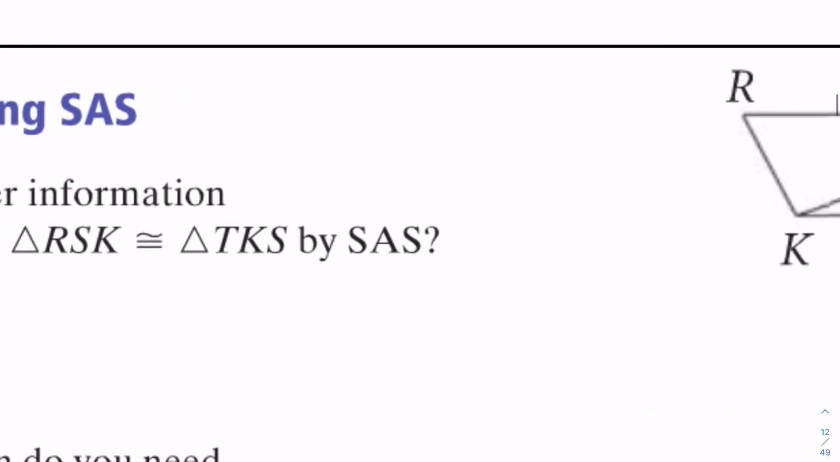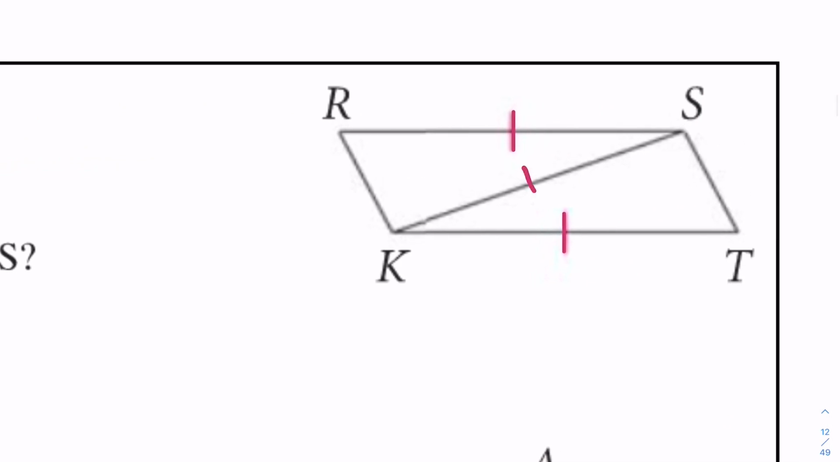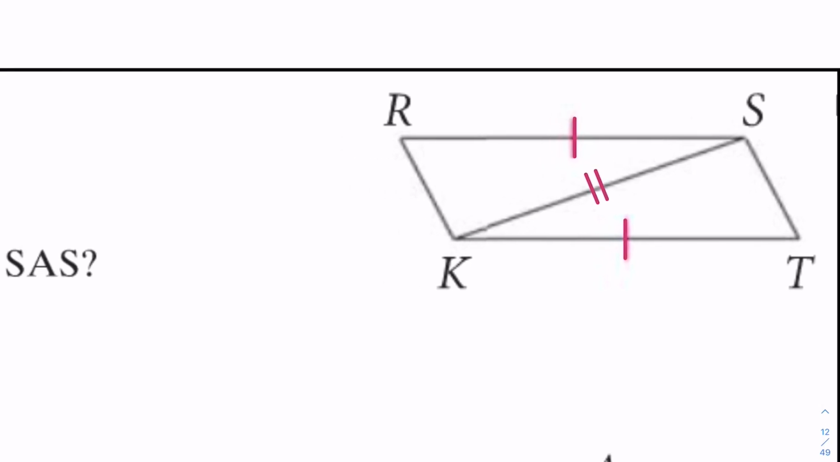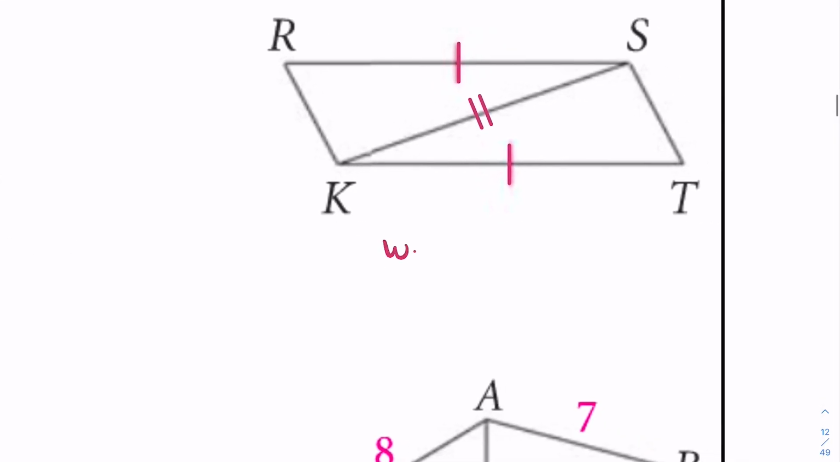Well, here's the important part. Look at what's repeated, SK and KS. We know that SK is congruent to KS because they are a shared side.